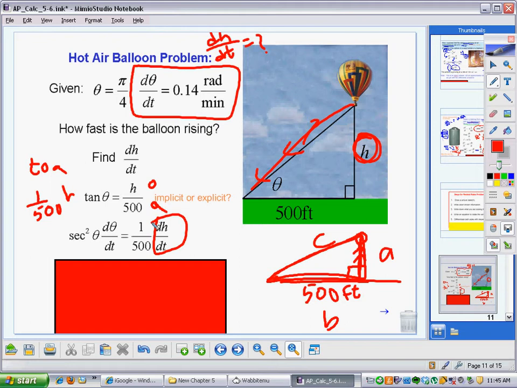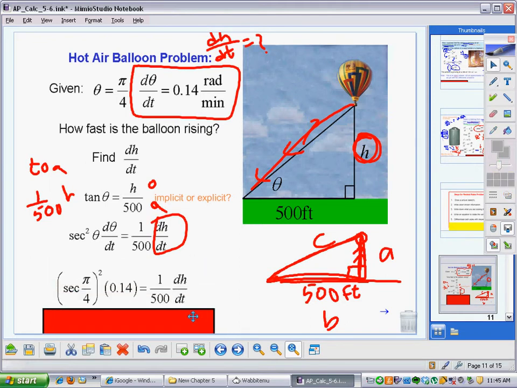So then let's start plugging in. Do I know theta? Yes, pi over 4. Do you know secant pi over 4? I don't know. Maybe you do. I hope you do. Do you know d theta dt? Yes, put it in. Do you know dh dt? No. So you put everything in and you solve for dh dt. So you could have multiplied by 500. That's actually a good idea, David. And then all you have to do is just figure out whatever this is times 500. Okay. So that's about it. I had a truck problem, which is kind of cool too, but I'm not going to get to it.